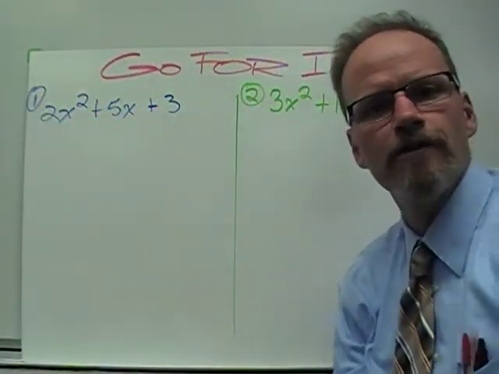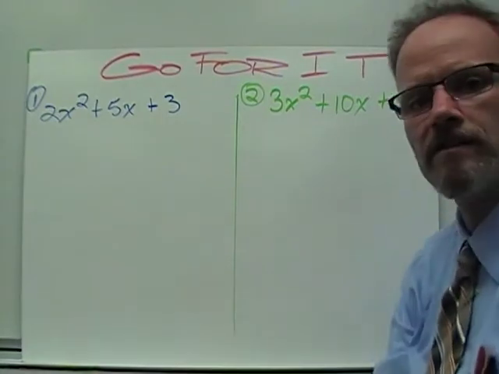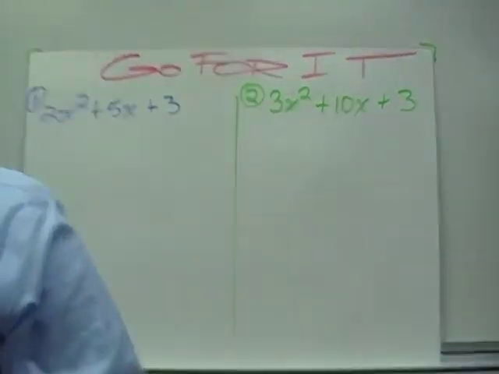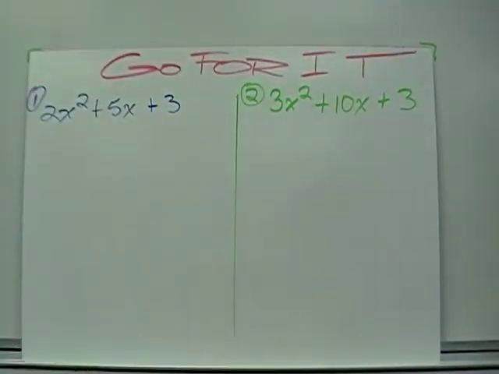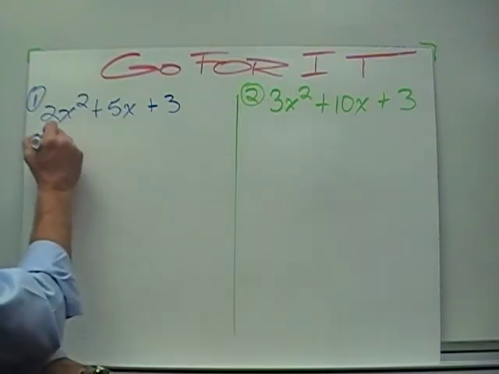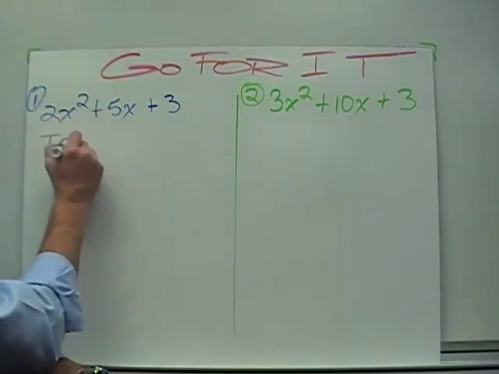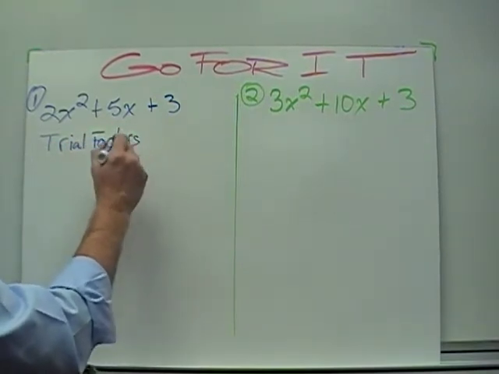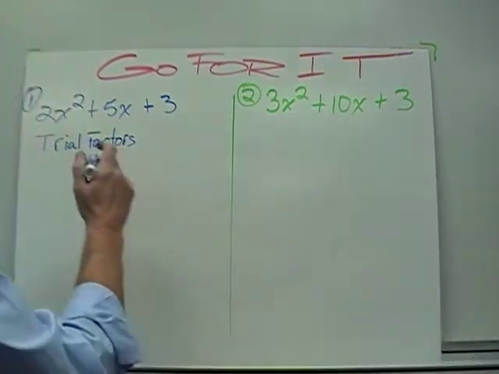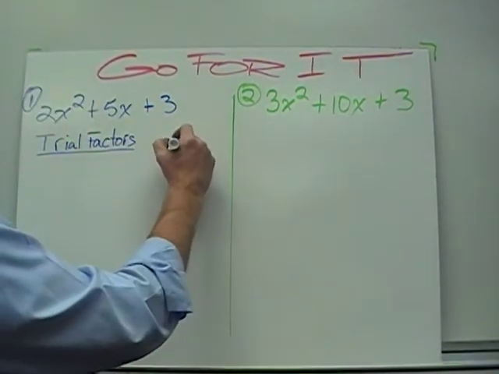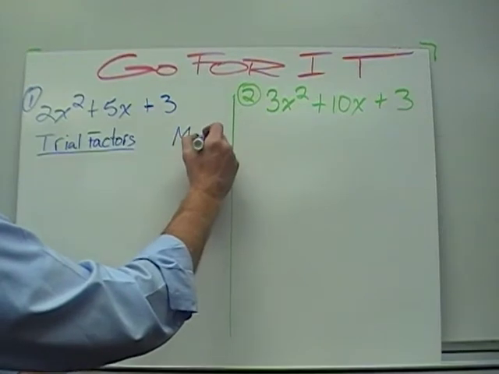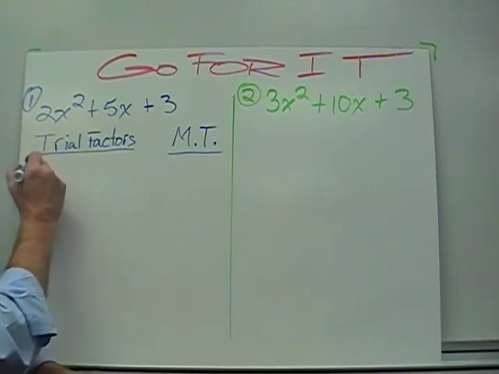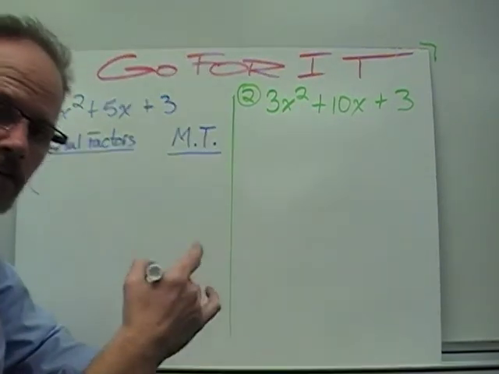All right, time to go for it. I'd like you to pause this and go for it right now, and I'm going to go ahead and work it out. On number 1 right here, remember, we're going to just try to think of some trial factors. And then I'm going to think about how to find the middle term. I'm just going to do MT right there. Okay, again, oh yeah, draw the skeleton.